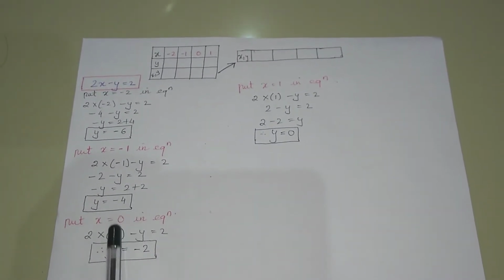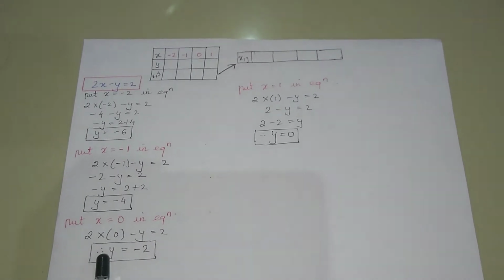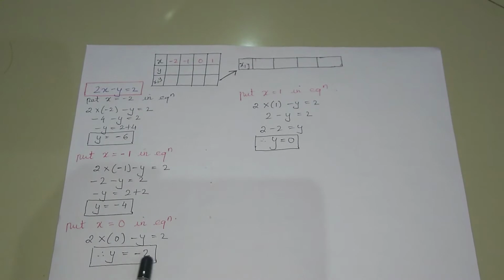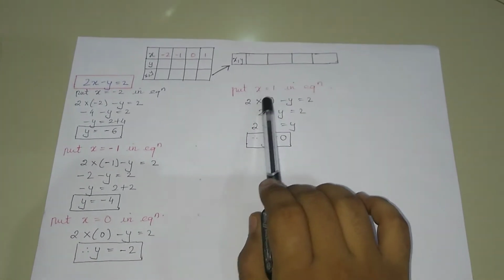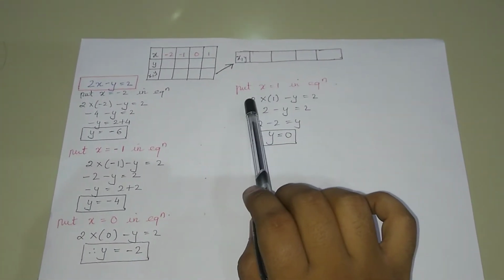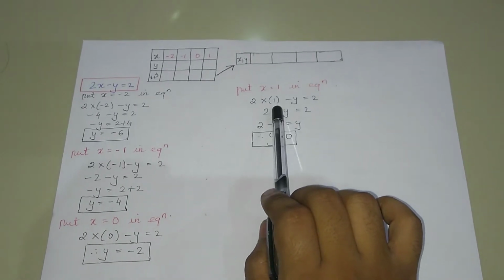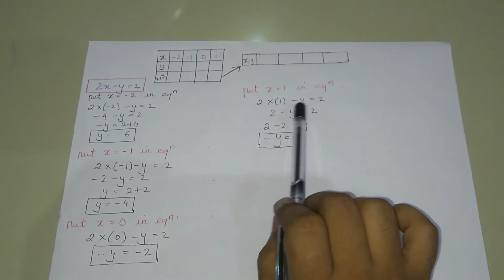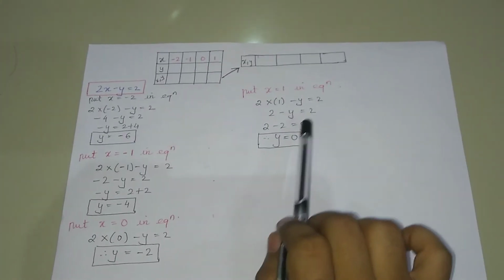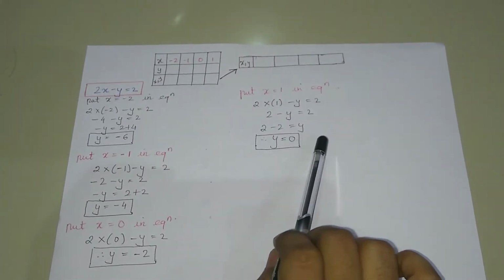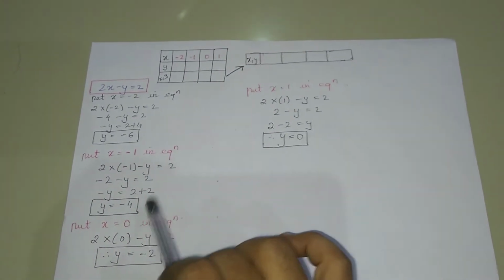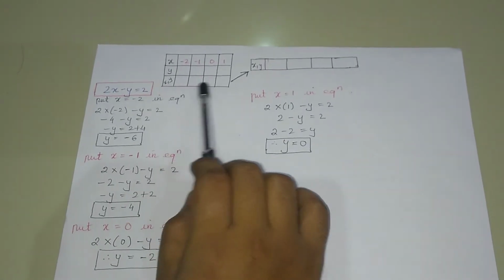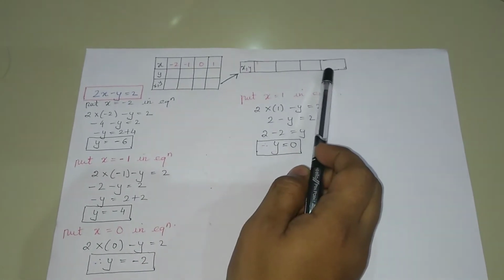Now put x equals 0 in the equation. After putting x equals 0, the 2x term becomes 0 and y equals -2. Now put x equals 1 in the equation. 2 times 1 minus y equals 2, so 2 minus y equals 2. The 2 comes to the other side, 2 minus 2 equals y, so y is 0. Now we will write the values of y here, and the four ordered pairs. There is no space here, so I'm going to write the ordered pairs over here.